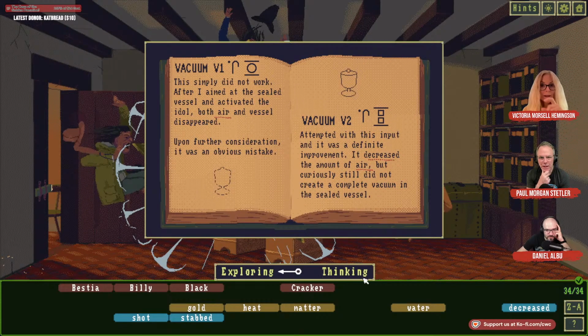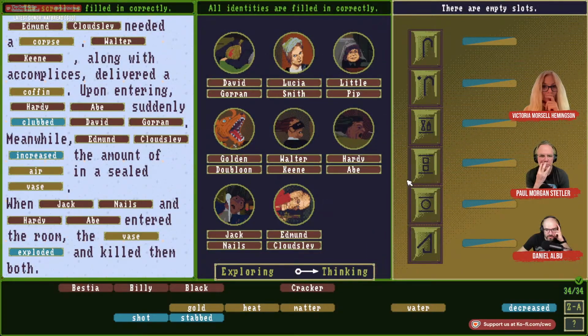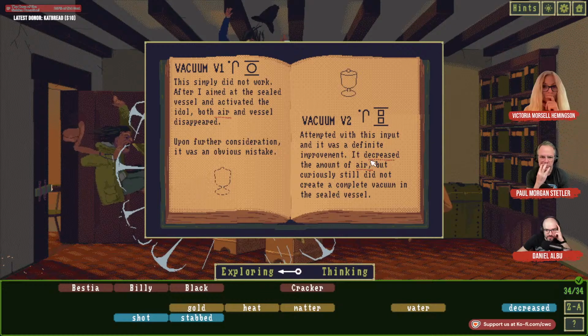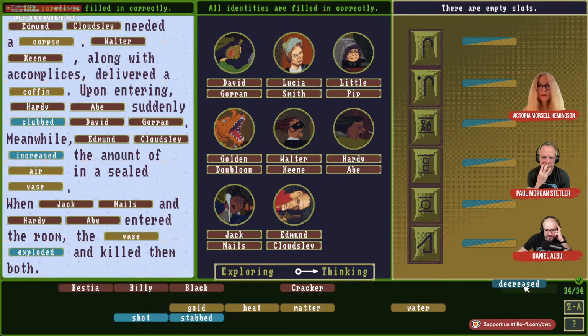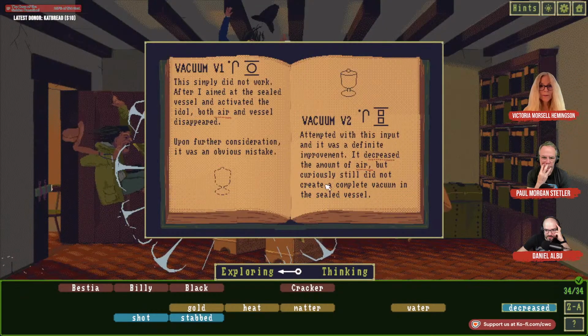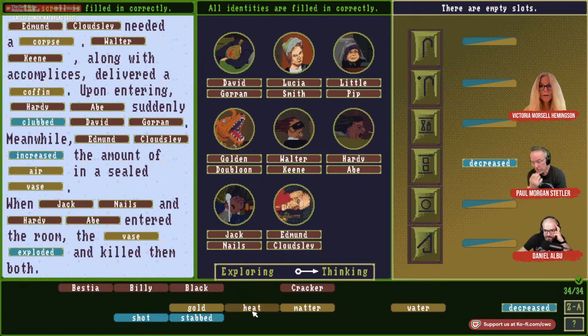Yeah, so we have the first one, which is... Oh, wait. We have the two boxes. The two boxes, it's this one. So this decreased the amount of air. But curiously, still did not create a complete vacuum. So I don't know, should we say place decreased here? And then you have this. This simply did not work. Activated, both air and vessel disappeared. Does that mean disappeared maybe? I don't have disappeared. Yeah, that's decreased. We have decreased twice.